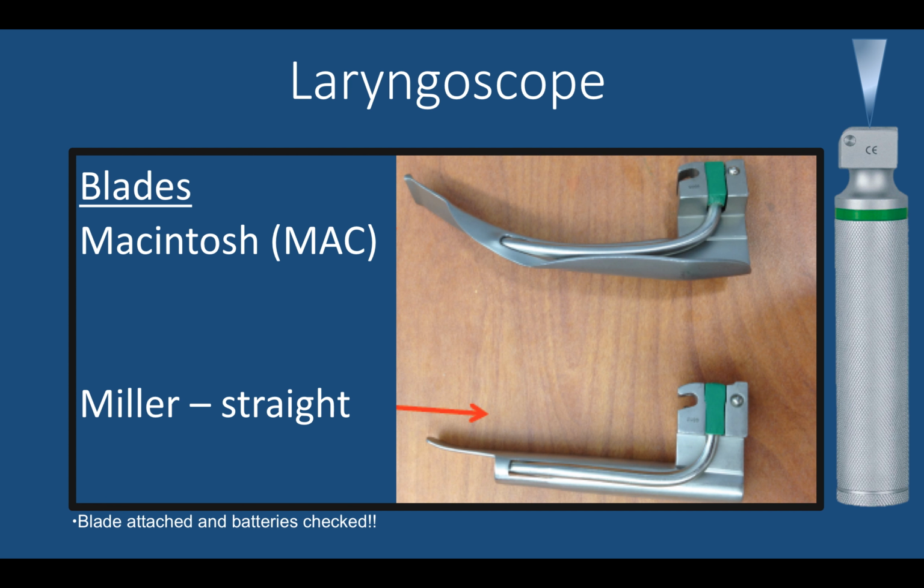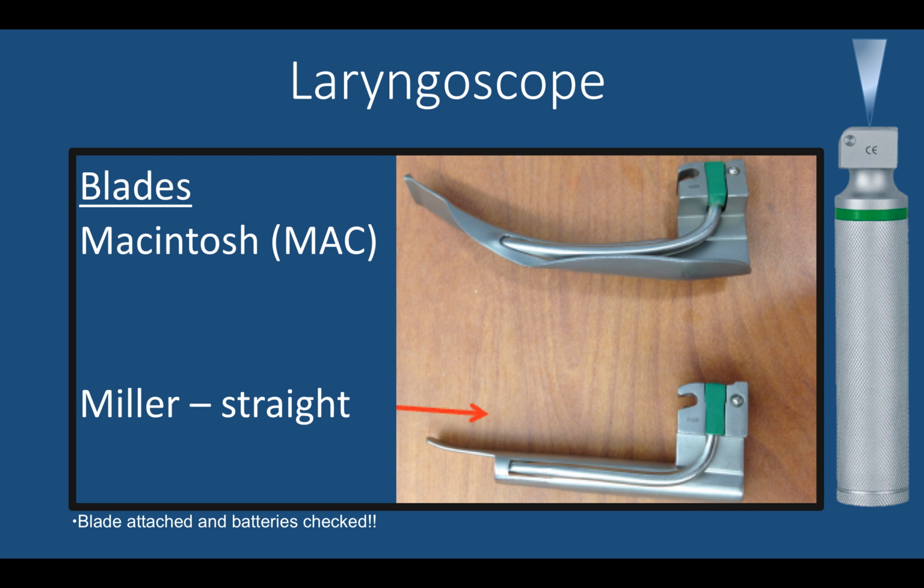Here you see two types of blades that we have available to us, the Macintosh and the Miller. Typically, we use the Miller blade when intubating neonates. This is because you are going to lift the epiglottis up out of the way, and the individual point on the curved Macintosh would damage the airway further while lifting up.